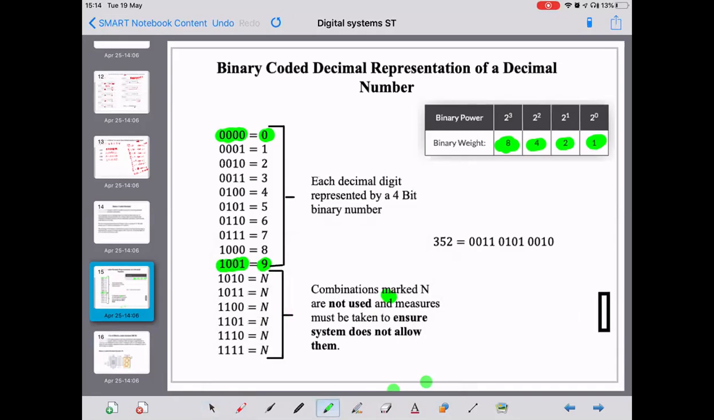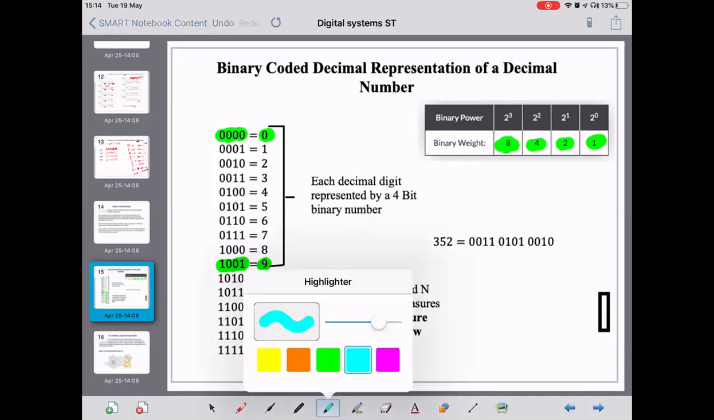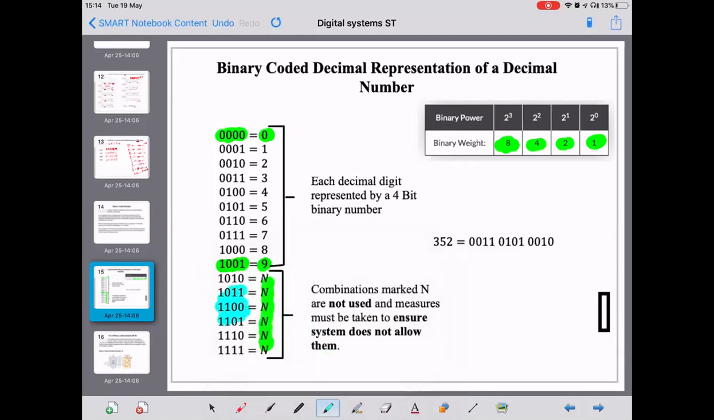So all of these ones are unused combinations. If you're devising a digital system, you need to make sure that these 6 options in the binary word cannot possibly exist. They can't happen. They're not used options, and they should not appear, because if they do, you get a false binary representation and a display that looks like gobbledygook, if you like. What a good word that is.